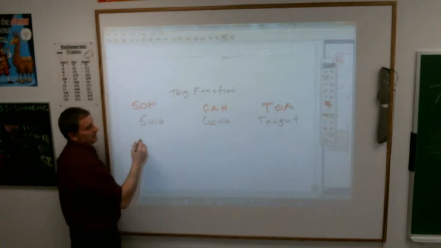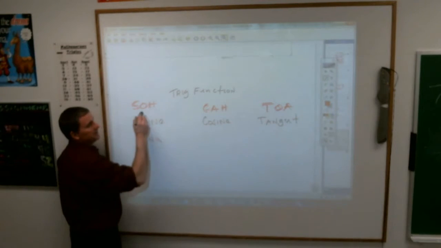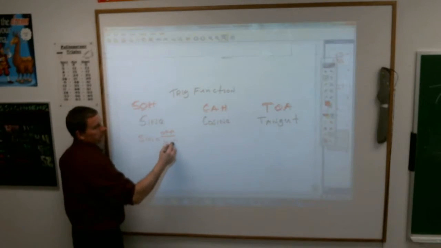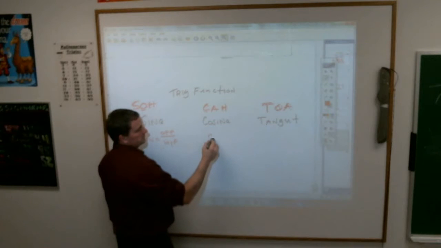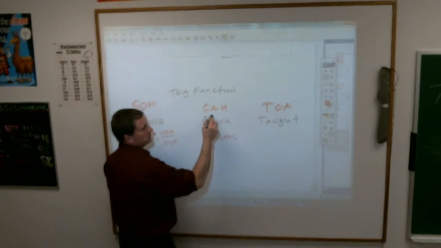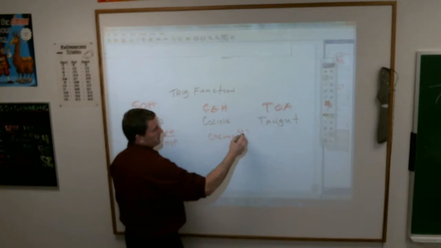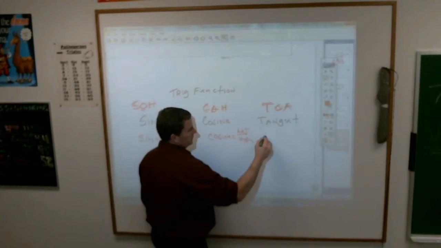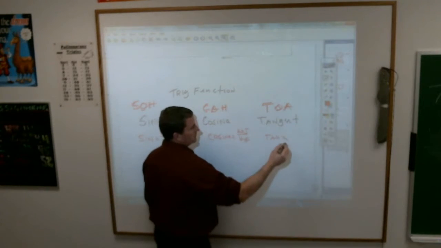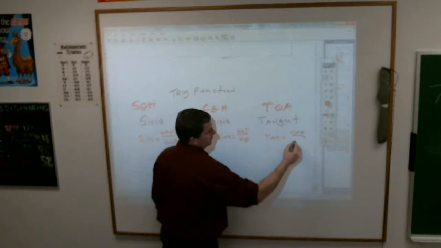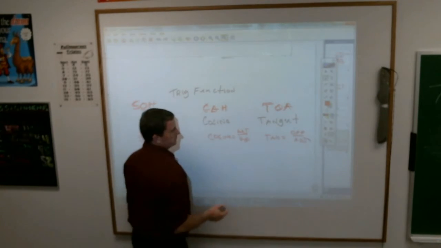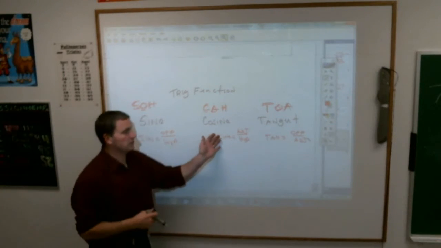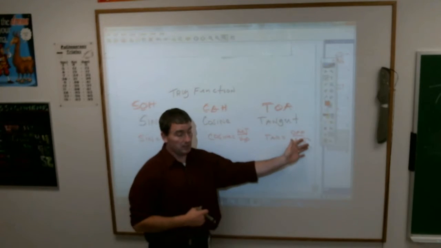When you talk about sine, sine equals the opposite over the hypotenuse. Cosine equals the adjacent over the hypotenuse. And tangent equals the opposite over adjacent. And this whole SOHCAHTOA thing is just an easy way for you to remember what those relationships are.